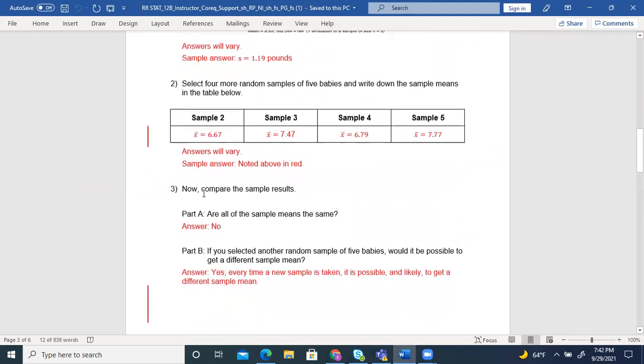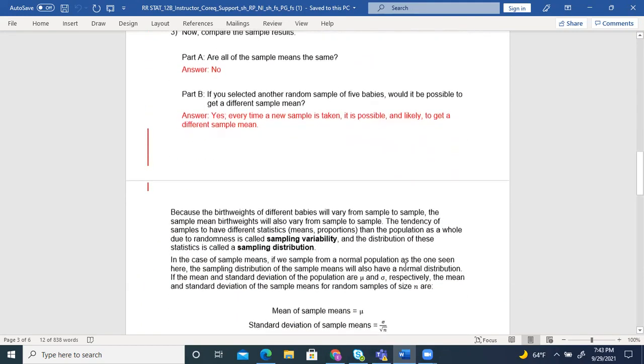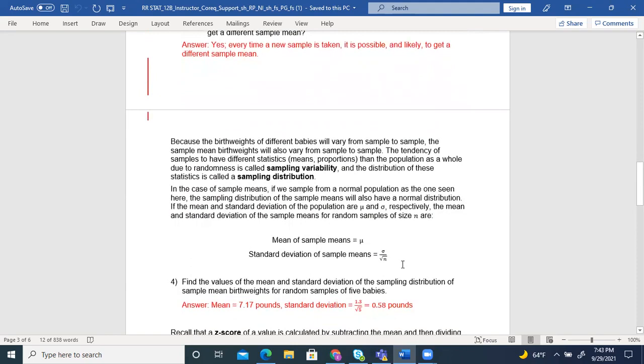On number 3 now, compare the sample results. Are all the sample means the same? No, every time I have a different sample mean. If you select another random sample of 5 babies, would it be possible to get a different sample mean? Yes, every time a new sample is taken, it is possible and likely to get a different sample mean. Because the birth weights of different babies will vary from sample to sample, the sample mean birth weight will also vary from sample to sample.